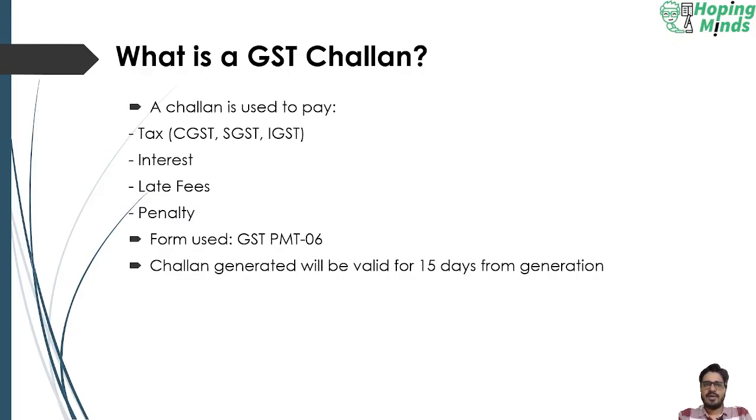So what is a challan? A challan is used to pay taxes, that is GST amount under the head CGST, SGST and IGST. Then it is also used to pay interest or late fee or penalty. The challan that is used to pay taxes or interest or penalty is PMT 06. This challan is used to make the payments. Then the challans generated are valid for 15 days from the date of generation.